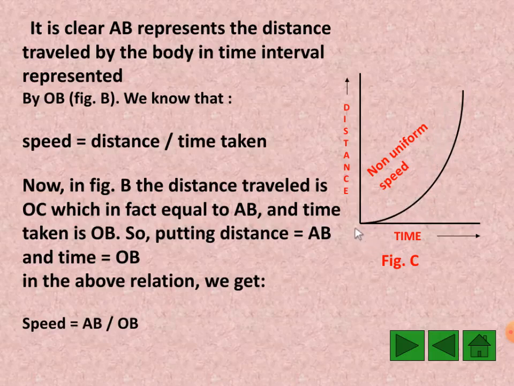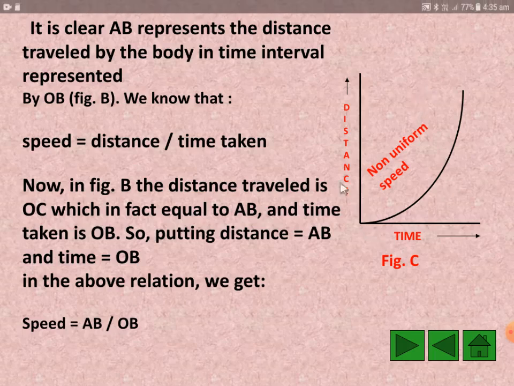Velocity or speed keeps on increasing with time. If the speed keeps on increasing with time, then what happens? Speed means distance divided by time. So with equal intervals of time, the distance will keep on increasing rapidly. So your distance-time graph will be curved or move upward in the graph.